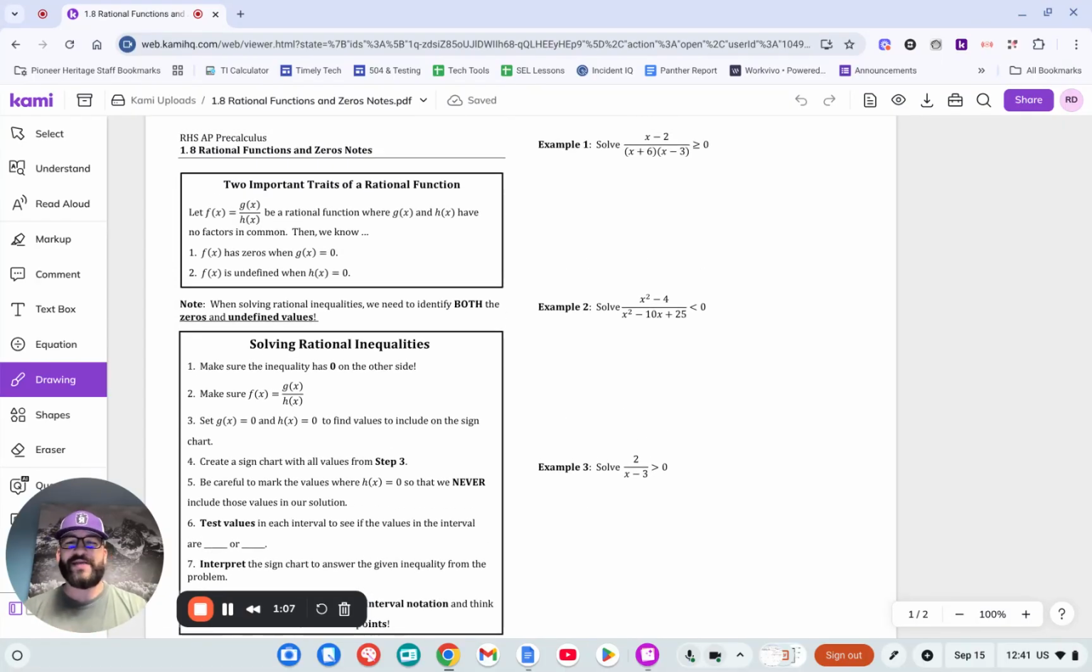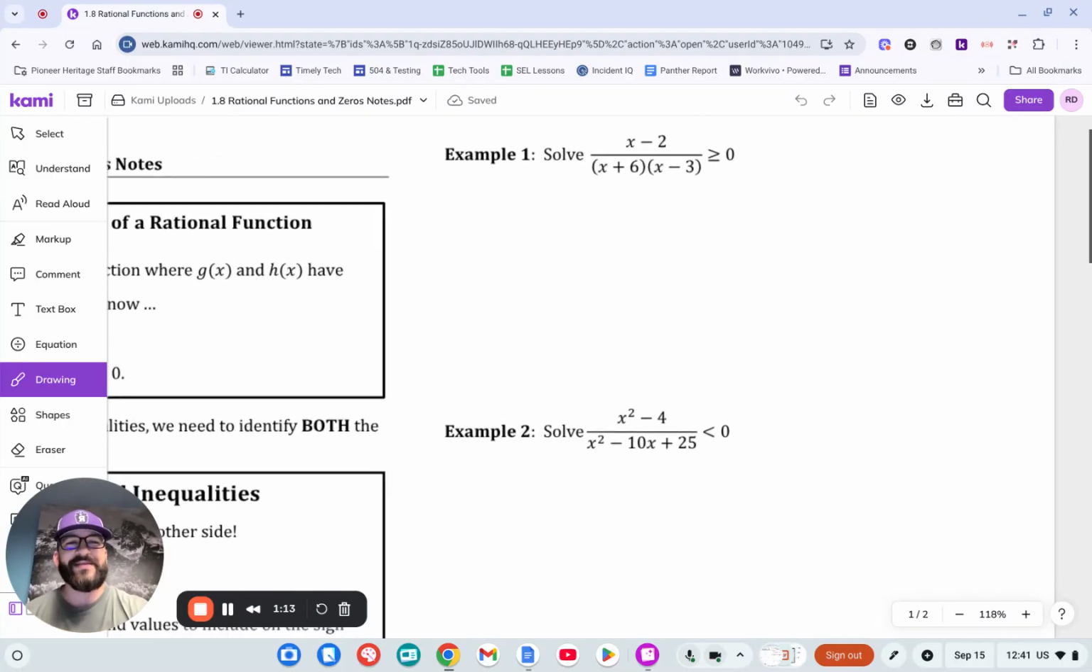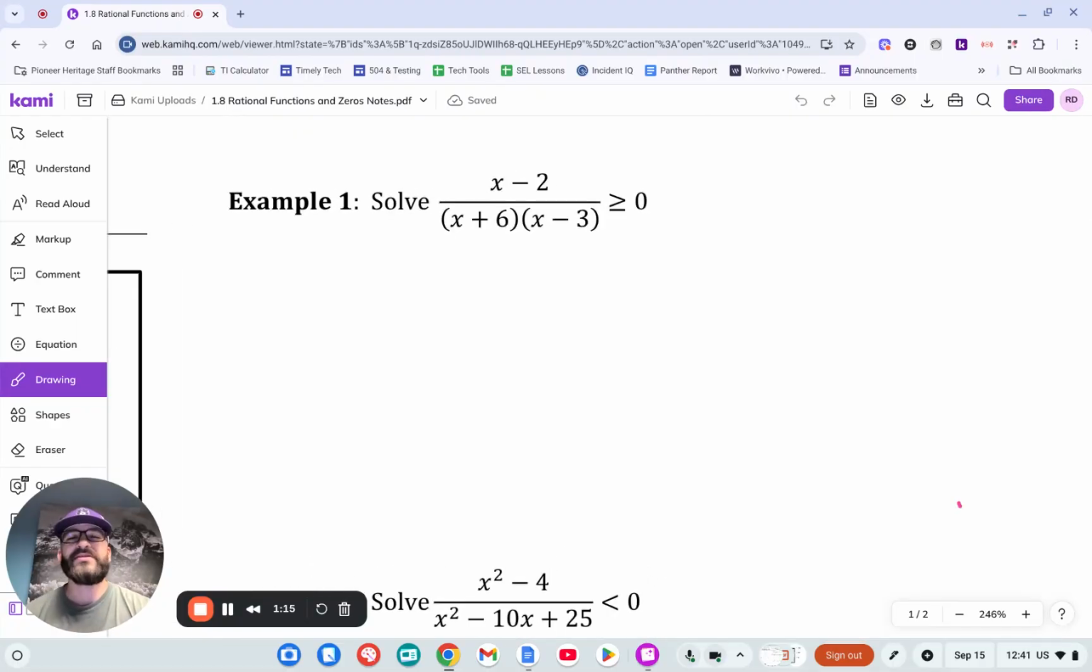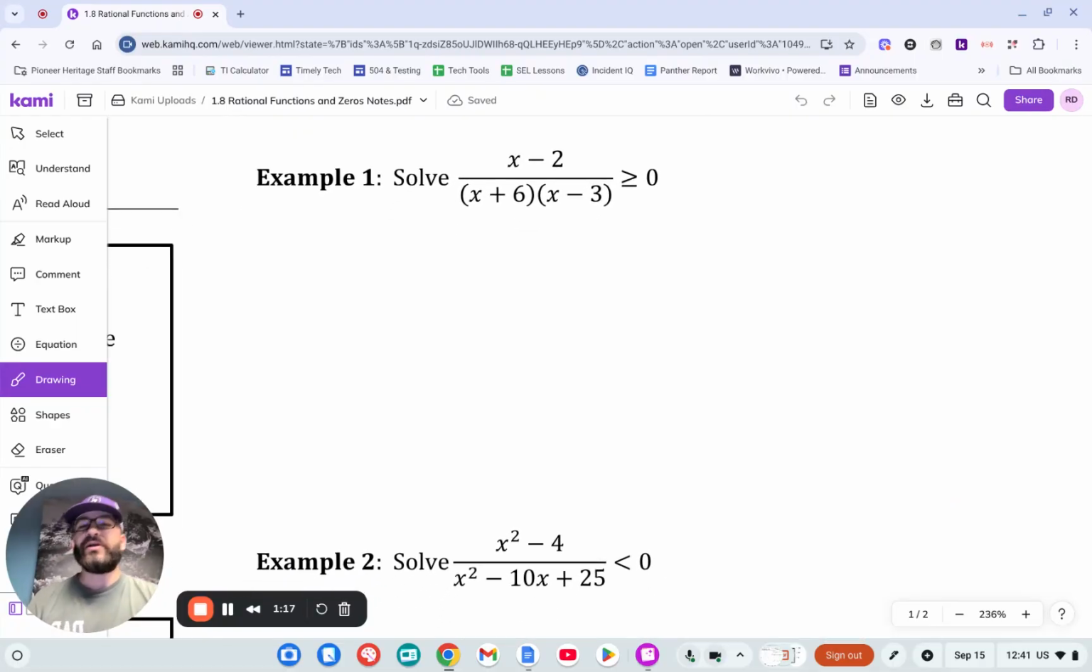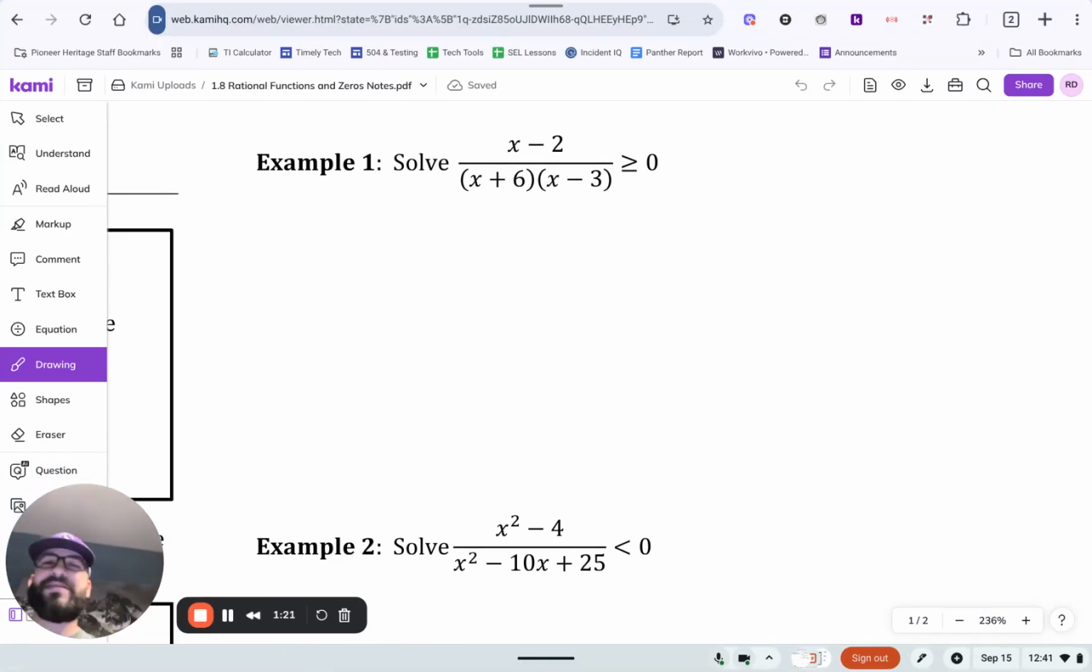Now, I'm not going to read all those steps to you. You can read those steps. We're going to jump straight into example 1. I'm going to kind of work through these steps as we see them. So let's look at this example 1. We want to solve the rational inequality x minus 2 over x plus 3 times x plus 6.